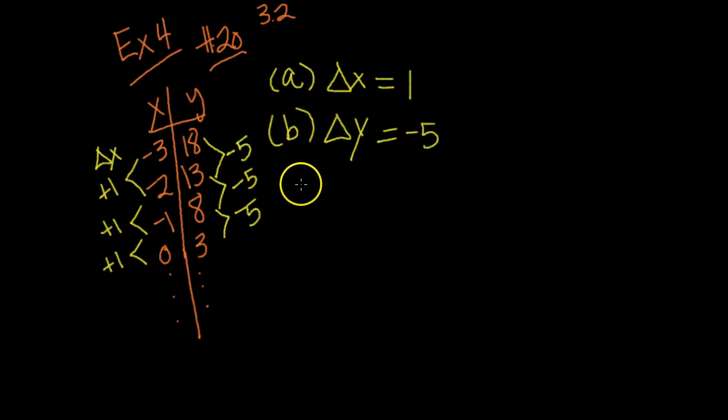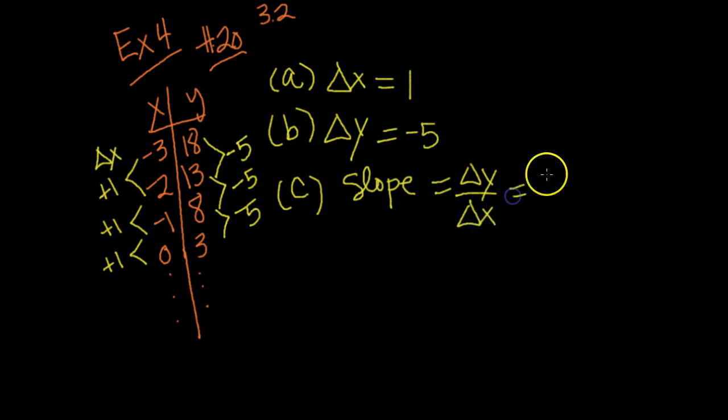C, they want us to calculate the slope of the line. The slope of the line, don't forget it's the change in y over the change in x. Rise over run, if that helps you. Remember, rise is think vertical. So that's the y-axis. So negative 5 over 1, or you can write it as negative 5. The slope is negative 5.